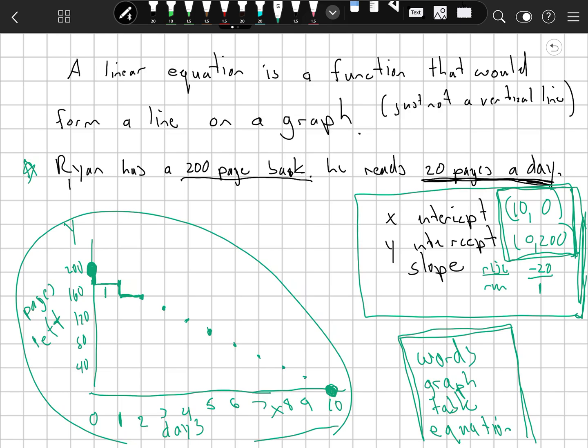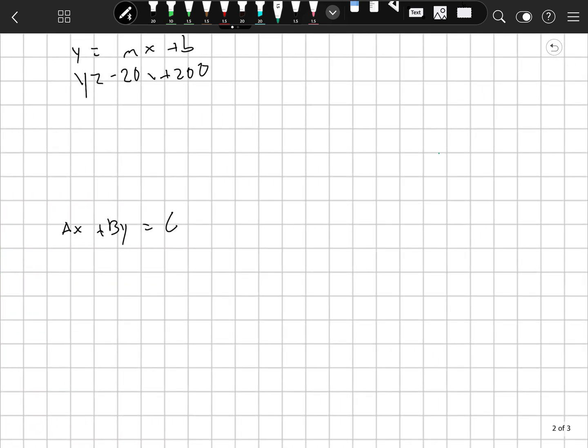All right, let's take a look at the equation part. Oh, look at that. I've got it right here. y equals negative 20x plus 200. Let's see if we can reword this now that we know what the equation is. Let's see if we can turn it back into words. So x is saying my number of days.